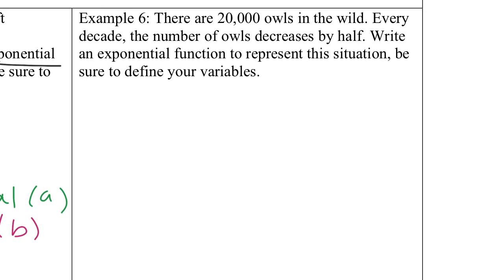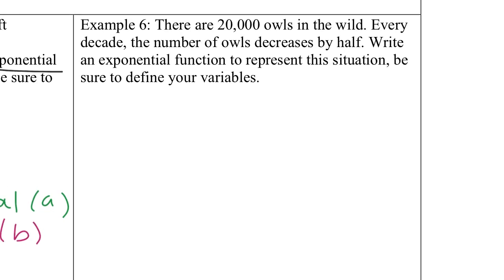Example 6. There are 20,000 owls in the wild. Every decade, the number of owls decreases by half. Write an exponential function to represent this situation. Be sure to define our variables. So again, I need to show what x and y are representing. So x is the independent, that's your time. So it says every decade. So a decade is 10 years. So number of decades.